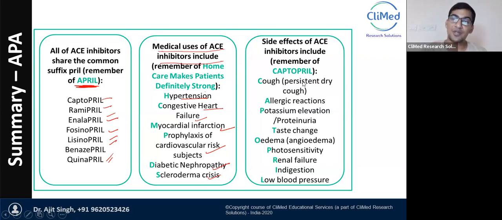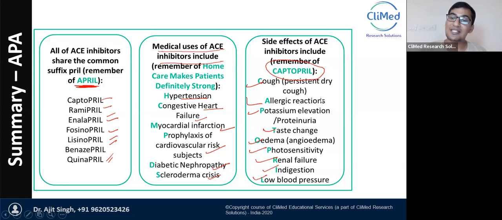And if you remember captopril, captopril is one of the drugs, all the side effects can be understood easily. What are the side effects of ACE inhibitors? Captopril. C for cough, A for allergic reactions because of bradykinin, P for potassium elevation, which means hyperkalemia, T for taste change, O for edema, angioedema, and photosensitivity, R for renal failure, I for indigestion, L for hypotension, low blood pressure. So these are all the significant or standard side effects of ACE inhibitors.